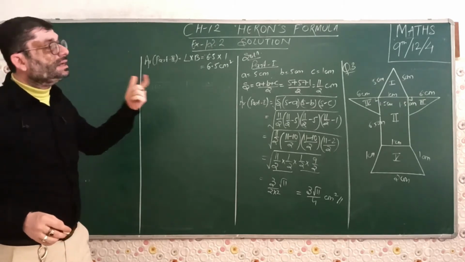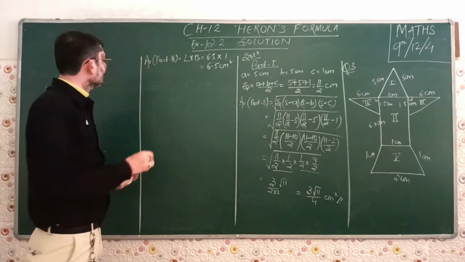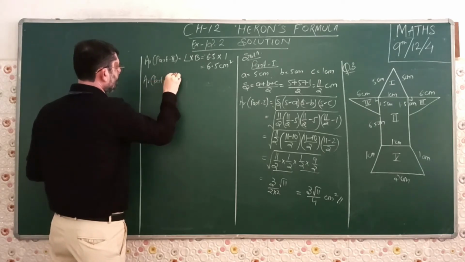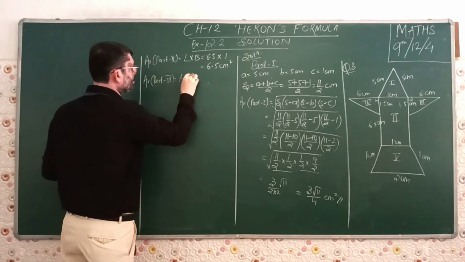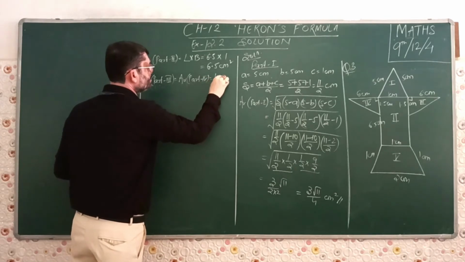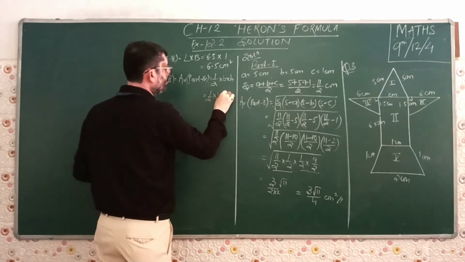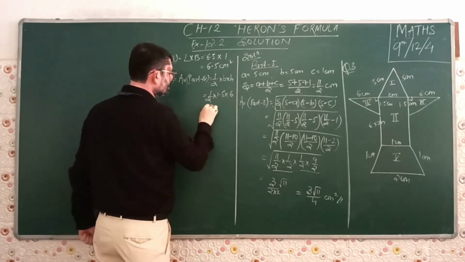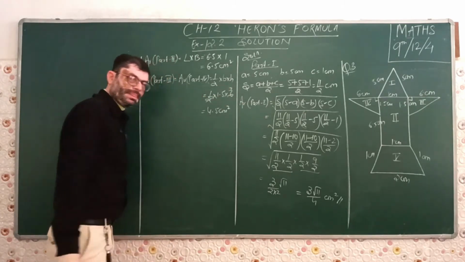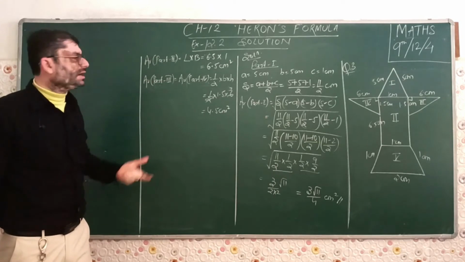Area of part 3 is equal to area of part 4, and they are right-angled triangles, so half into base into height. So let us find the area of part 3, and that is equal to the area of part 4, and that is half into base into height. We can take base to be 1.5 and height to be 6, so this is 4.5 centimeters square each. We have got the area of part 1, the area of part 2, and the area of part 3 and 4 also.